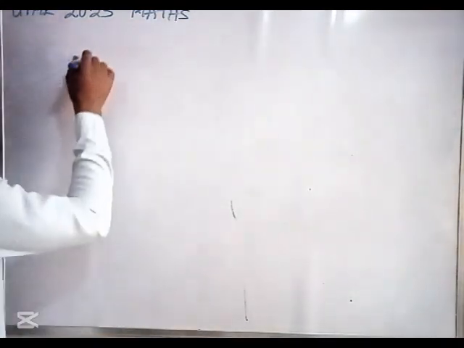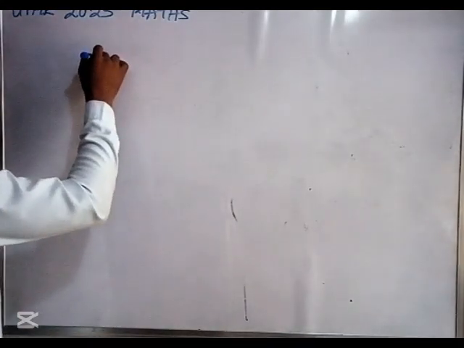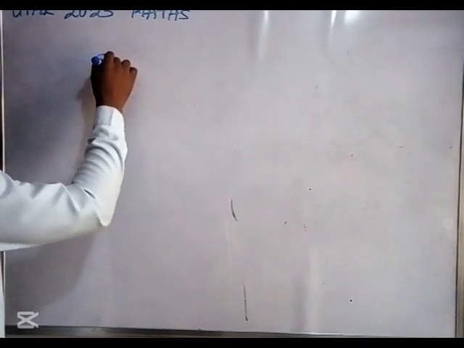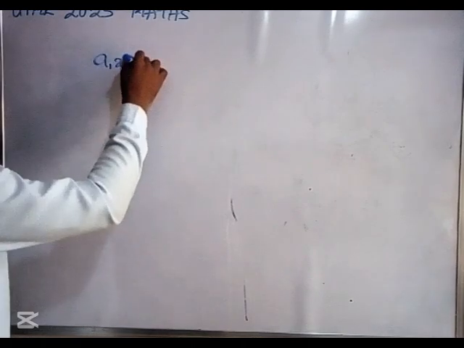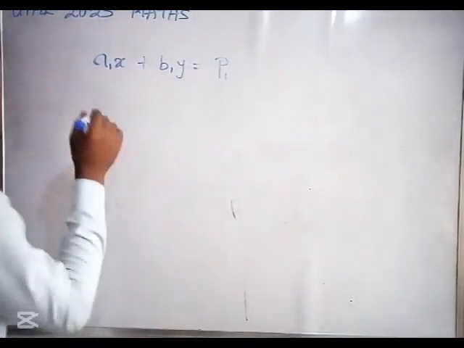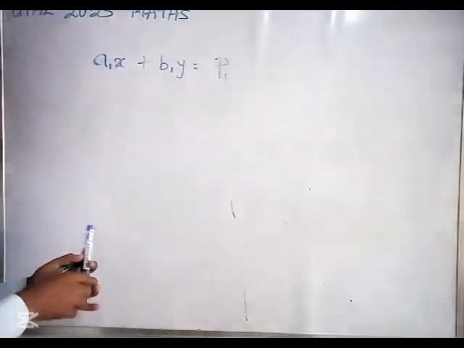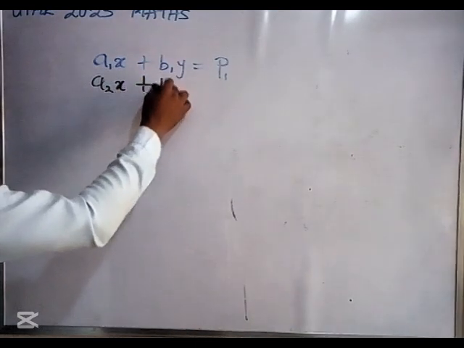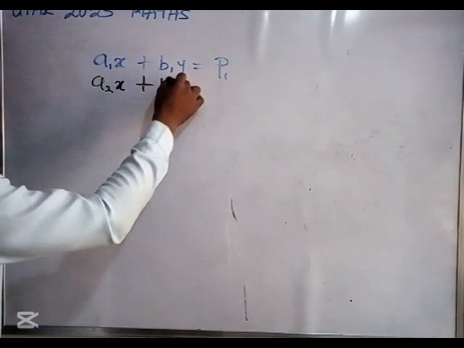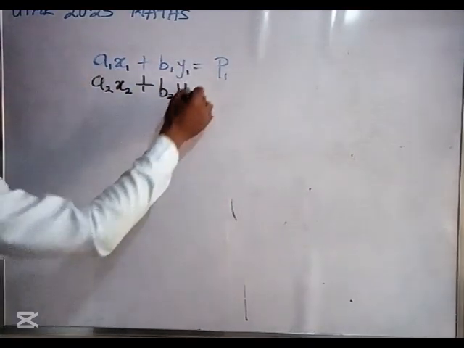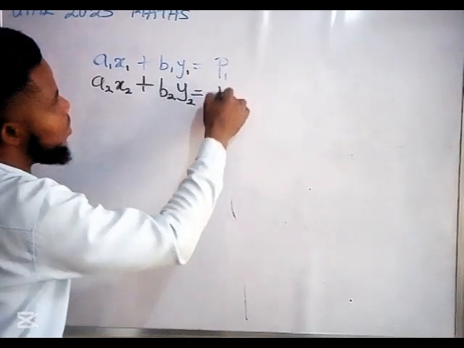Let's assume we have the first line, and the equation of the first line is a1 x plus b1 y equal to p1. That's for the first line. I hope that was visible. And the second one is a2 x plus b2 y equal to p2.